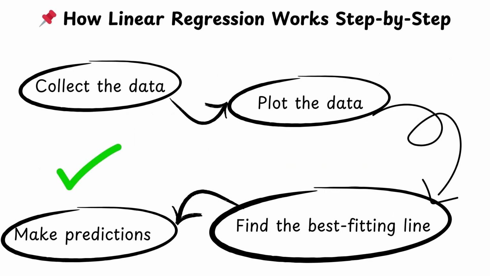To create a linear regression model, follow these steps. Collect data. More accurate data equals better predictions. Plot the data. This helps us visualize the trend. Find the best fit line, using the least squares method. Make predictions, using the equation y = mx + b.